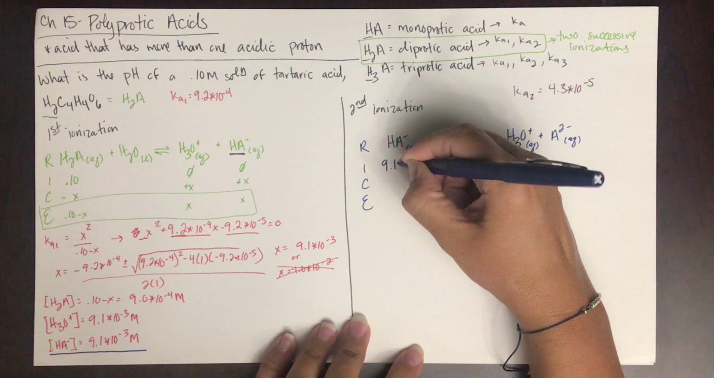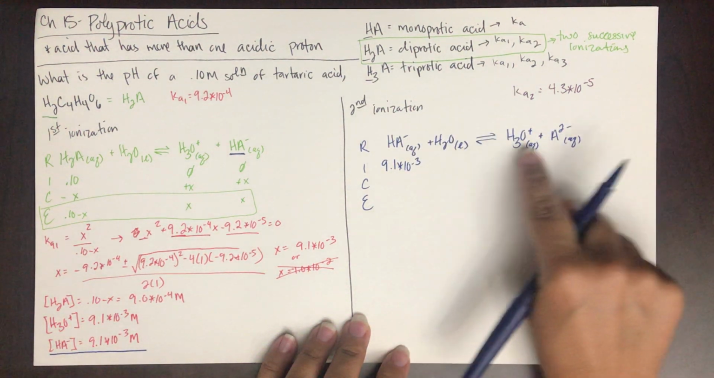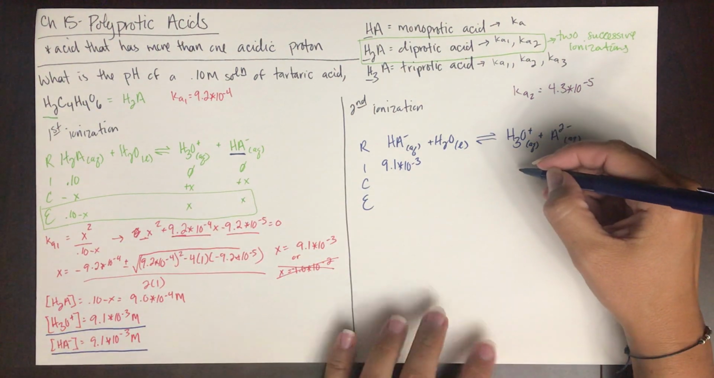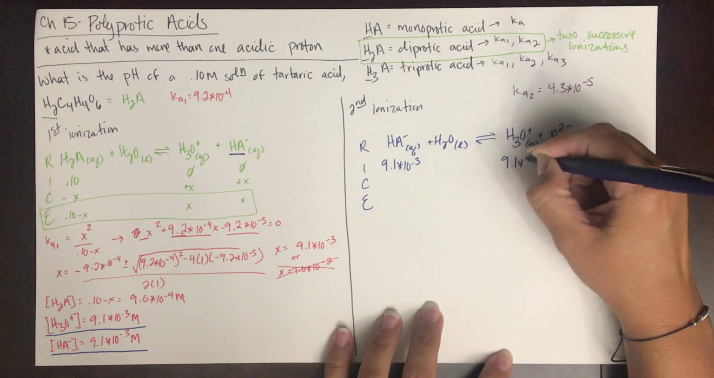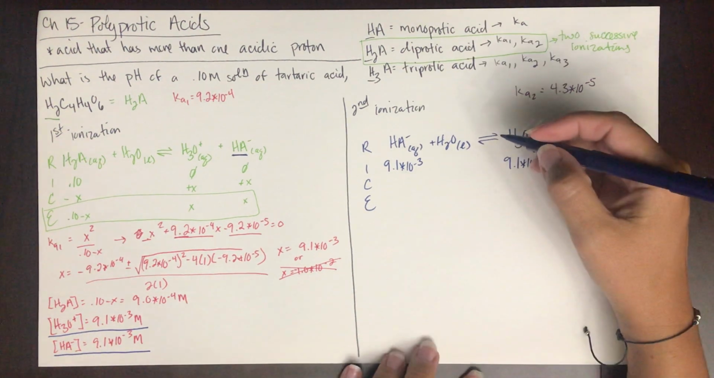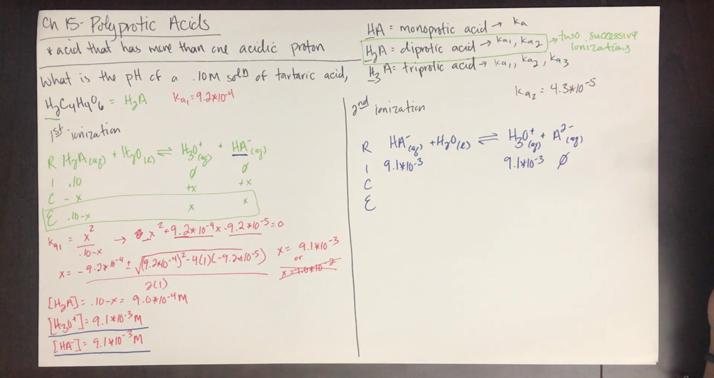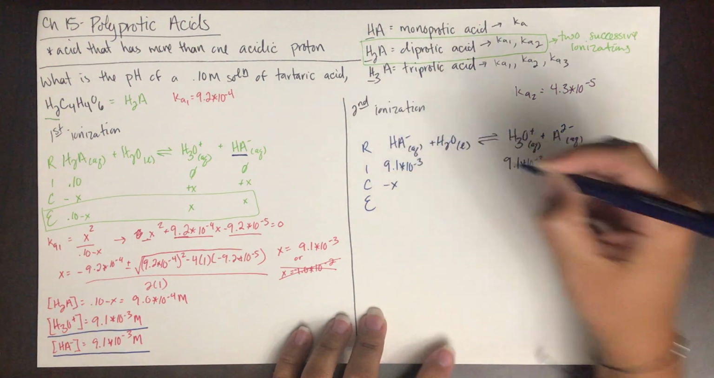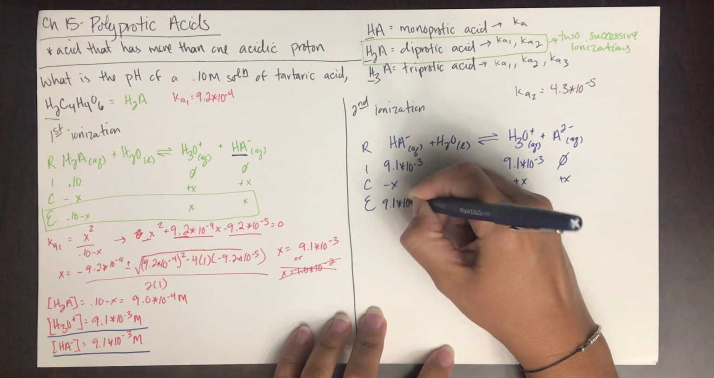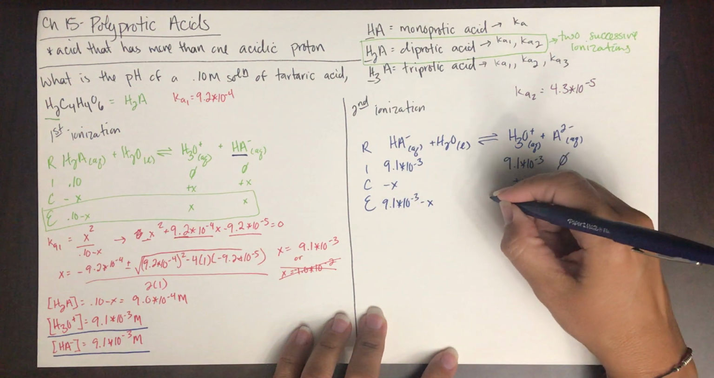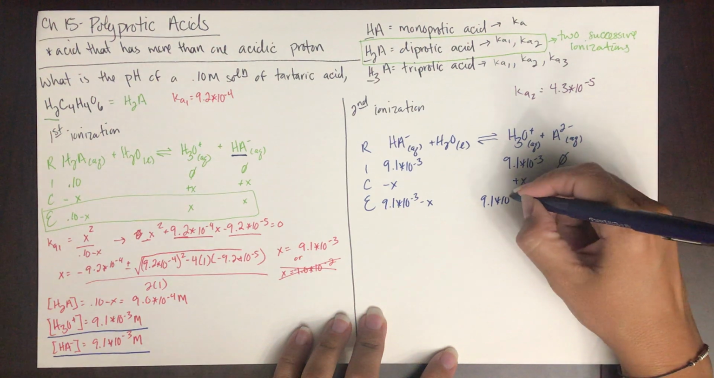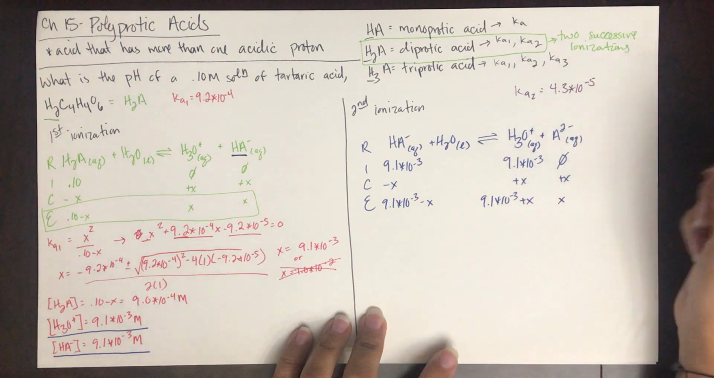So now I do have an initial concentration of this HA right here. It's 9.1 times 10 to the negative third. I also have an initial concentration of my hydronium ion, 9.1 times 10 to the negative third. I do not have an initial concentration of this conjugate base. And again, the water is not included. So now it's going to be minus x, plus x, plus x: 9.1 times 10 to the negative third minus x, 9.1 times 10 to the negative third plus x, and then x.